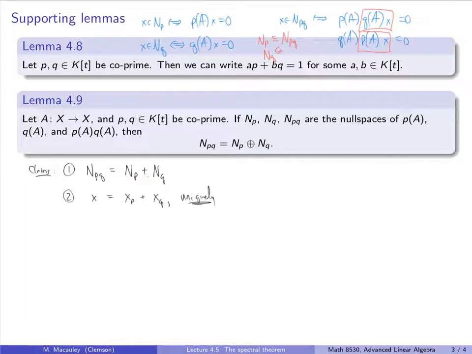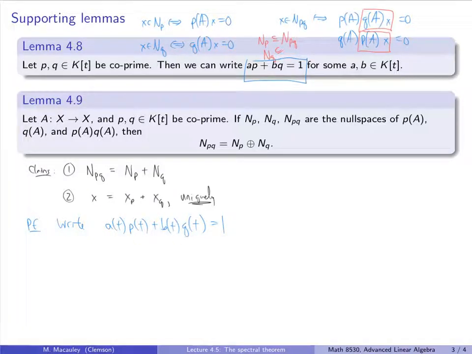So first, let's show that NPQ is the sum of these two vector spaces. And to do that, what we will do is use this lemma, and we will write 1 as AP plus BQ, and then we will analyze that. So let's do that first. So let's write A of t, P of t plus B of t, Q of t equaling 1 for some A and B. We know we can do that.